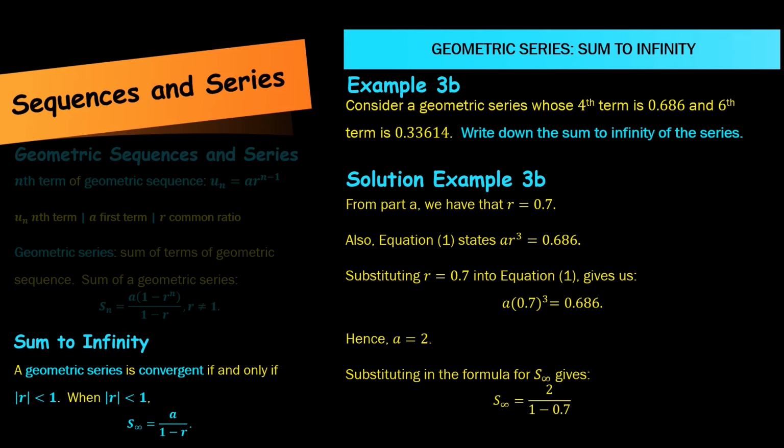And now we can substitute a and r into the formula for s subscript infinity, as shown here. So we have S infinity equals a over 1 minus r, which is 1 minus 0.7. So here's a equals 2, and here's r equals 0.7. Which is equal to 6 2/3.